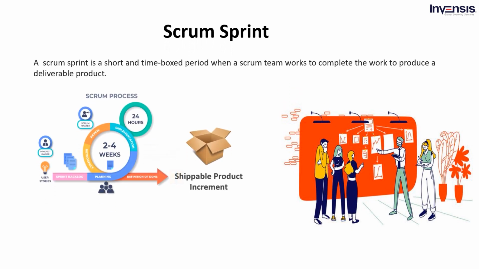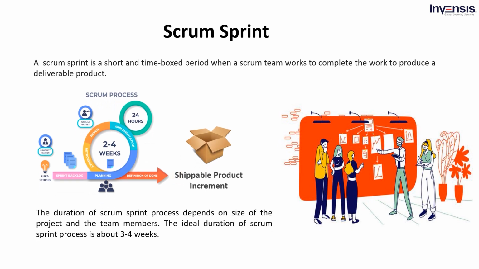A Scrum Sprint is a short and time-boxed period, when a Scrum team works to complete the task to produce a deliverable product. The duration of the Scrum Sprint process depends on the size of the project and the team members. The ideal duration of the Scrum Sprint process is about 3 to 4 weeks.